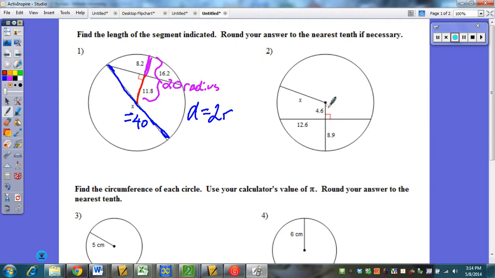we are given a value of 4.6 for this segment right here. We're given a value of 8.9 for this segment right here. So that tells me that the entire segment is going to be 13.5, which is also the radius. So this radius right here, since all radiuses are equal in a circle, we have 13.5 as well for x.